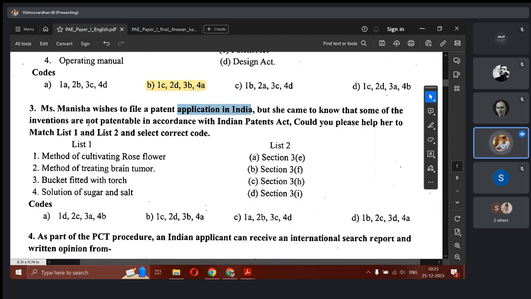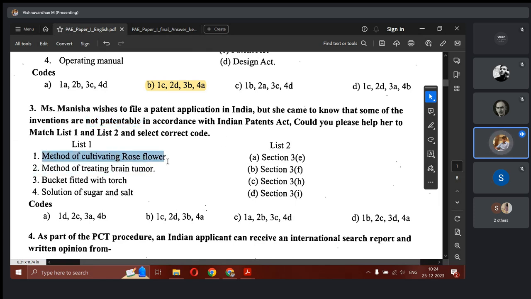So third question: Miss Manisha wishes to file a patent application in India, but she came to know that some of the inventions are not patentable in accordance with the Patents Act. So the second you read not patentable, immediately section 3 and section 4 have to come into your mind. 4 is atomic energy. Section 3, you know, right? A to P, right? P for parents, for traditional knowledge. So A to P, not patentable. Could you please help her to match list 1 and list 2 and select the correct code?